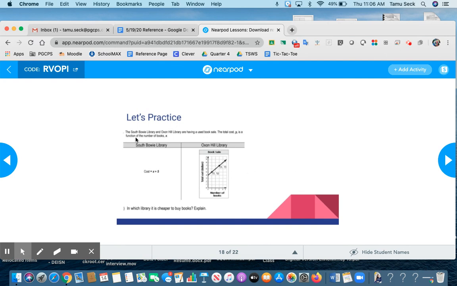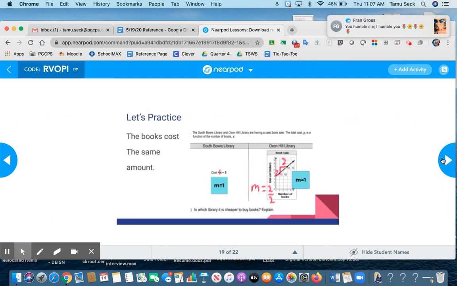Okay, let's practice. South Bowie Library and Oxon Hill Library are having a used book sale. The total cost y is a function of the number of books x. In which library is it cheaper to buy books? So the slope for South Bowie Library is the number in front of x. The number in front of x is 1. And we can draw a right triangle and count the boxes. So it's going up 2 over 2. So the slope is 1 for South Bowie Library, and the slope is 2 over 2, which is 1.